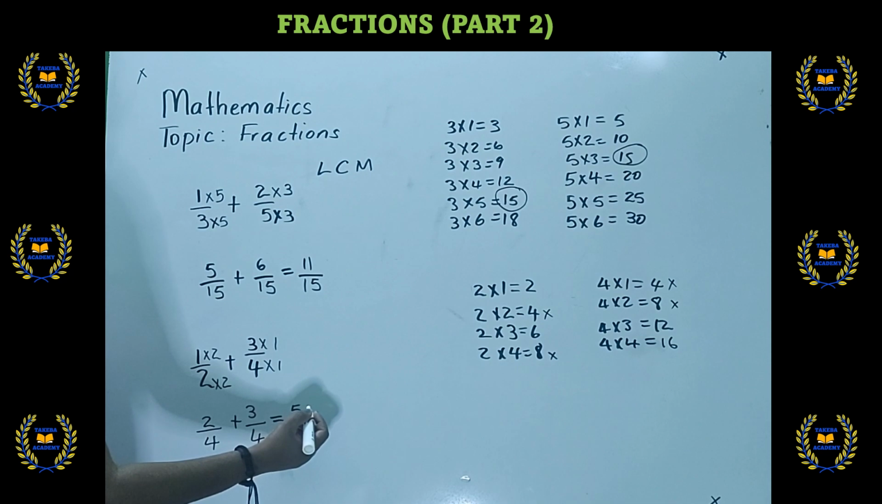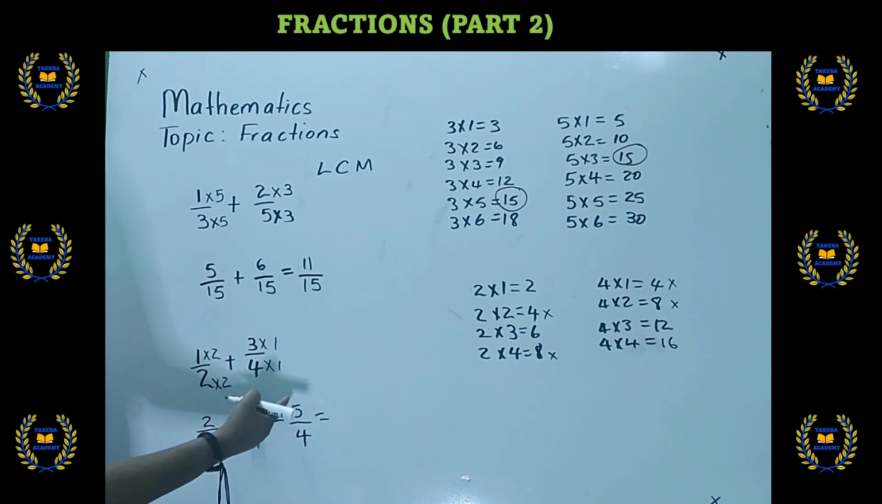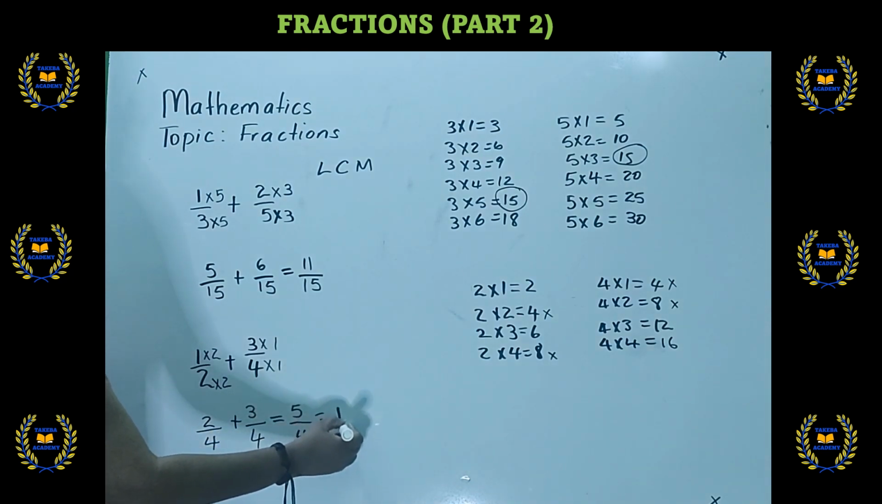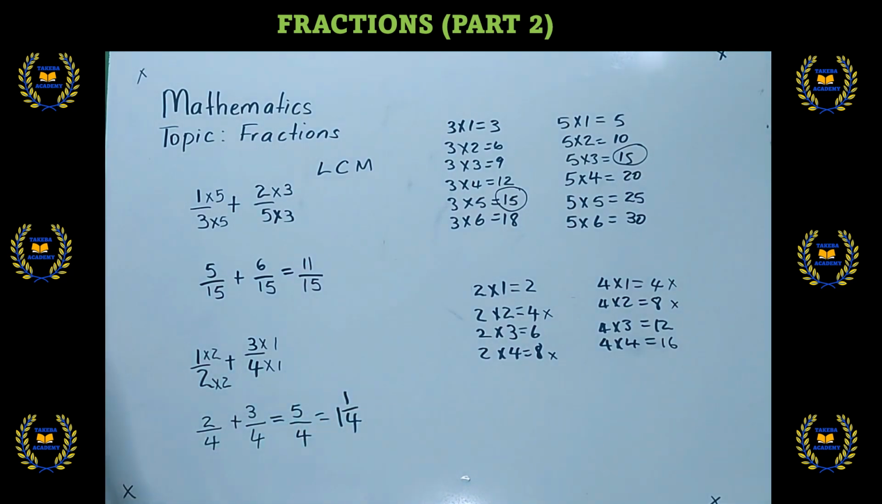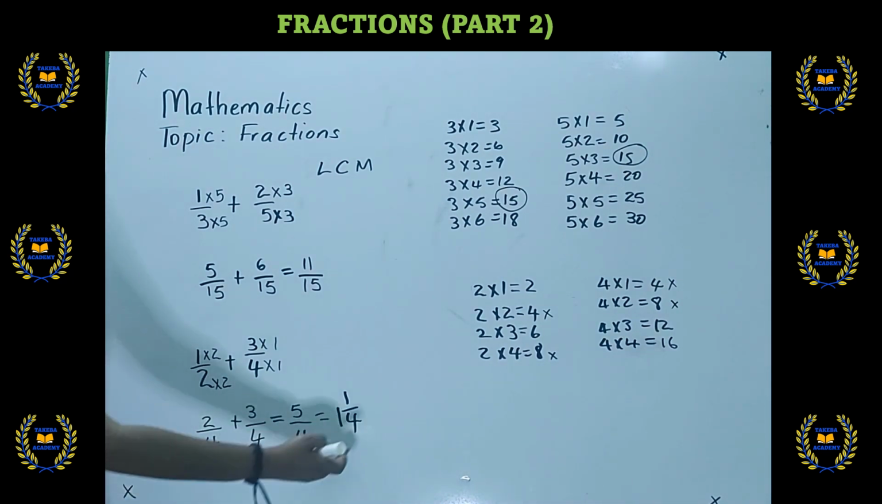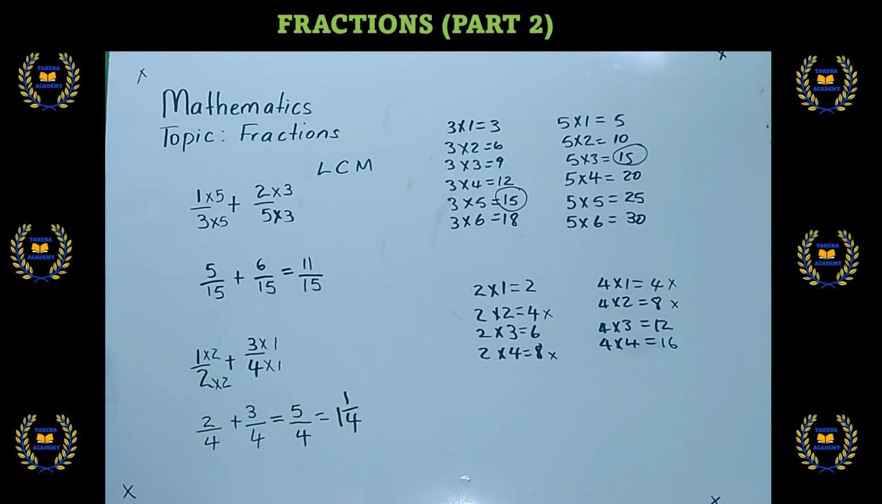And we can simplify this, right? How many groups of 4? We're basically dividing 5 by 4. How many groups of 4 we can get out of 5? The answer is 1. The remainder is 1. And that goes over the original denominator. So by simplifying our answer, we get 1 and 1 over 4.